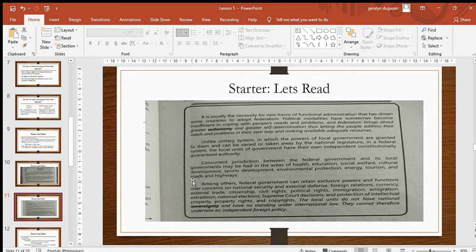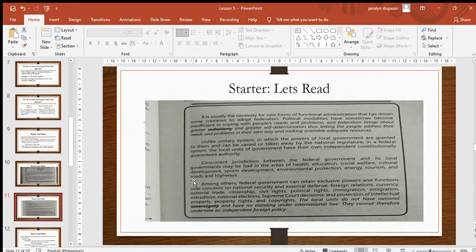Among others, the federal government can retain exclusive powers and functions over concerns on national security and external defense, foreign relations, currency, external trade, citizenship, civil rights, political rights, immigration, extradition, national elections, Supreme Court decisions, and protection of intellectual property, property rights, and copyrights.